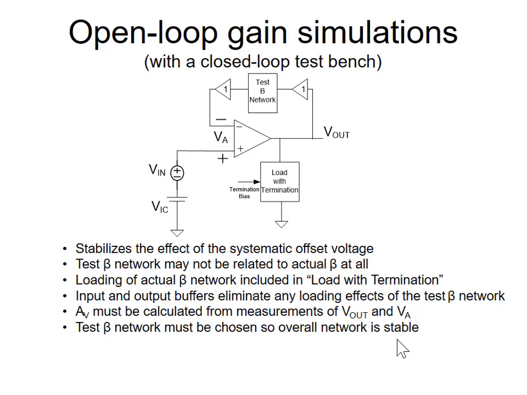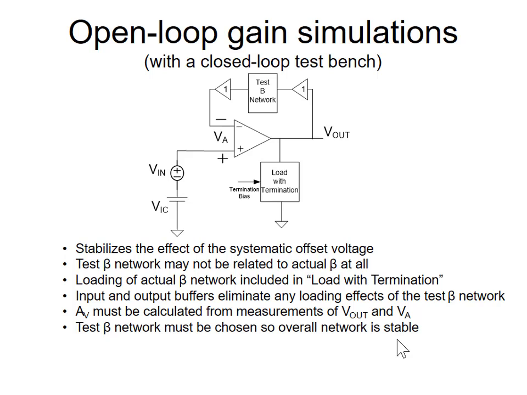So here we're going to try to calculate the open loop gain of the amplifier in a feedback configuration. What I have here is the load termination like I had before. And now I'm going to provide feedback. It's called a test beta feedback network. And I don't want this test network to load down the amplifier at all. So I'll put an ideal voltage buffer on the output. And this goes to a test beta network.